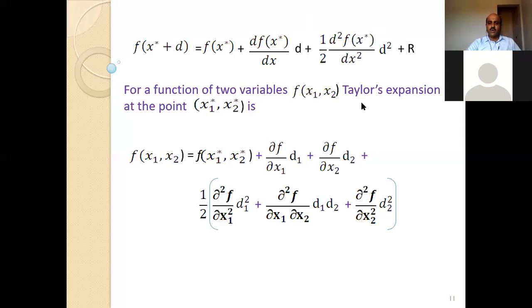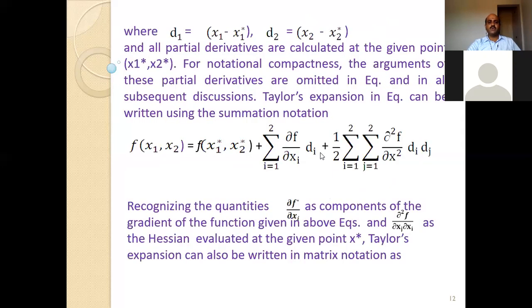Just continuing now. So I was just talking about the Taylor's expansion for two variables. This is the equation I was talking about, where d1 is x1 minus x1 star and d2 is x2 minus x2 star. Here, all the partial derivatives are calculated at the given point x1 star and x2 star.